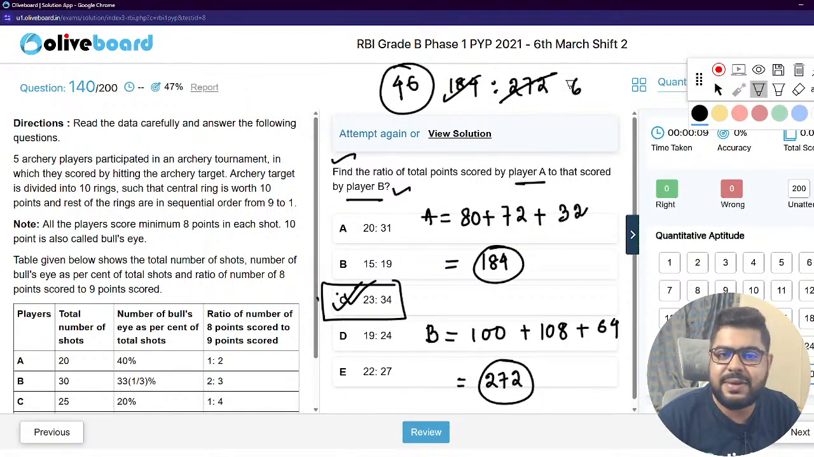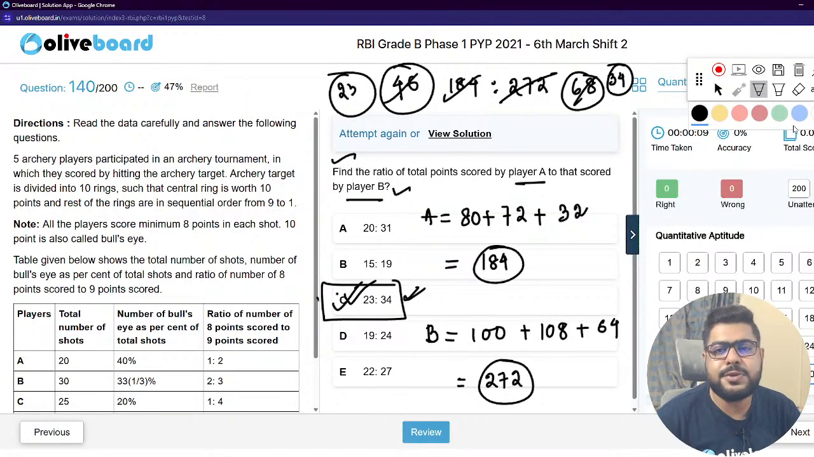So 4 6 are 24, 4 8 are this. You see, 34 also it is going. So 2 say 23, 2 say 34. Definitely option C is correct.